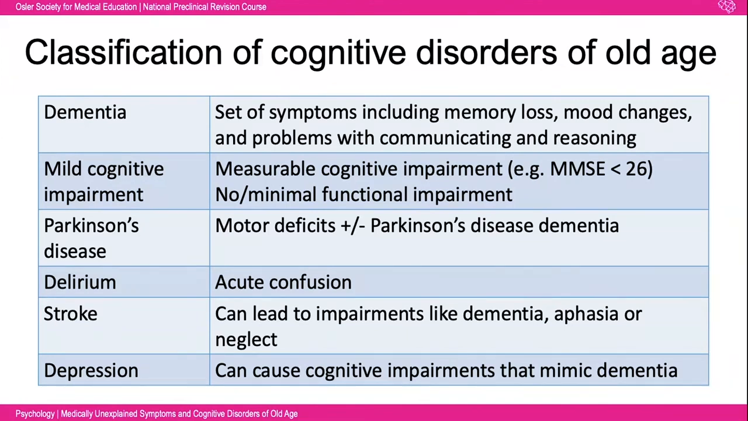One more question before we go back to the slides. Which cognitive deficit in dementia is most closely associated with the hippocampus?